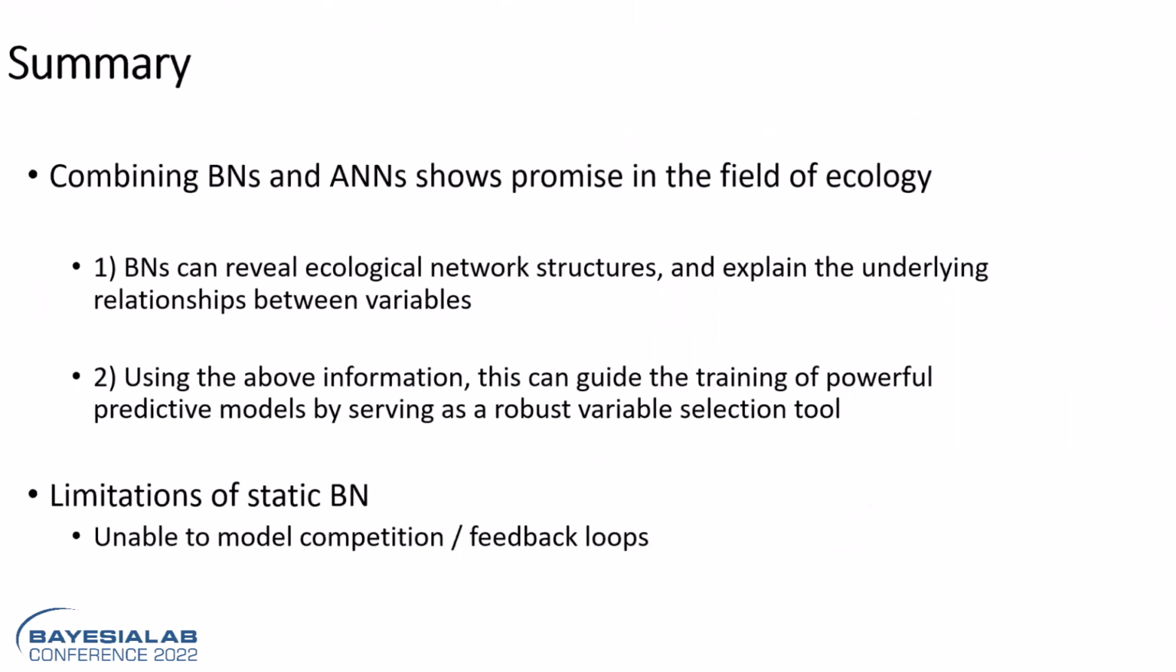So the key takeaway here is that combining Bayesian networks and artificial neural networks shows promise in the field of ecology. On one hand, the Bayesian networks can reveal ecological network structures and explain the underlying relationships between variables. And using this information, this can then guide the training of powerful predictive models by serving as a robust variable selection tool.